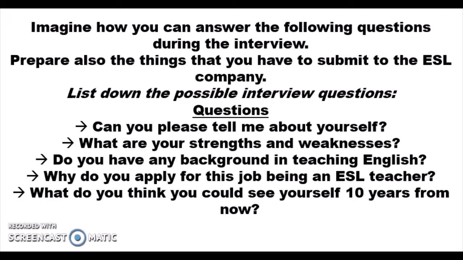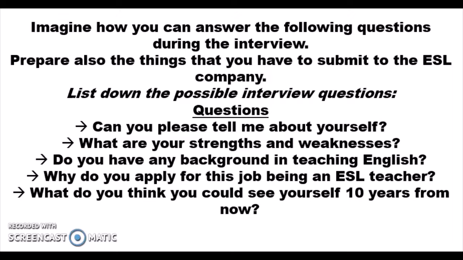So imagine how you can answer the following questions during the interview. Prepare also the things that you have to submit to the ESL company, such as your diploma or your certificates from way back when you had your experiences as an ESL teacher, your credentials, and a lot more important files that you could submit to them. Or maybe if your company says that you could just take pictures, then you have to submit the files to them via the email that they're going to give you.